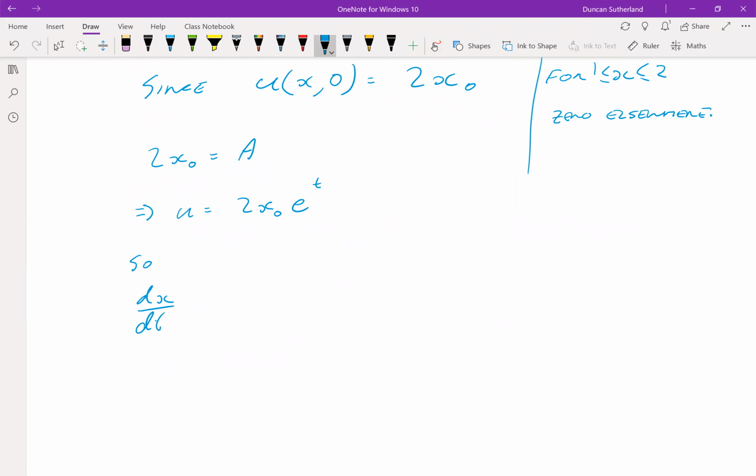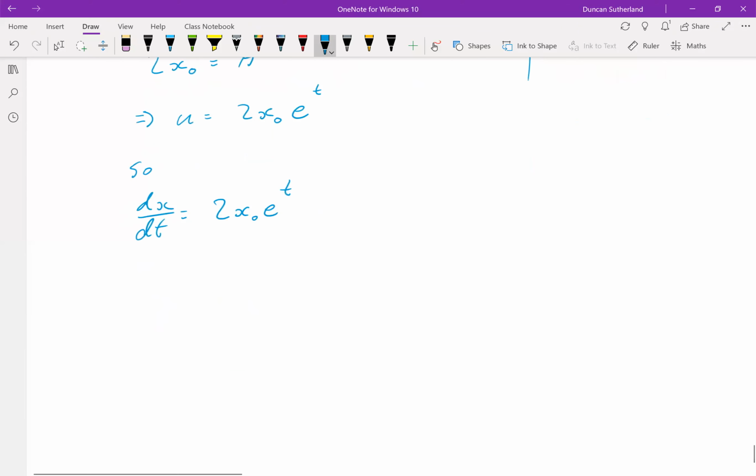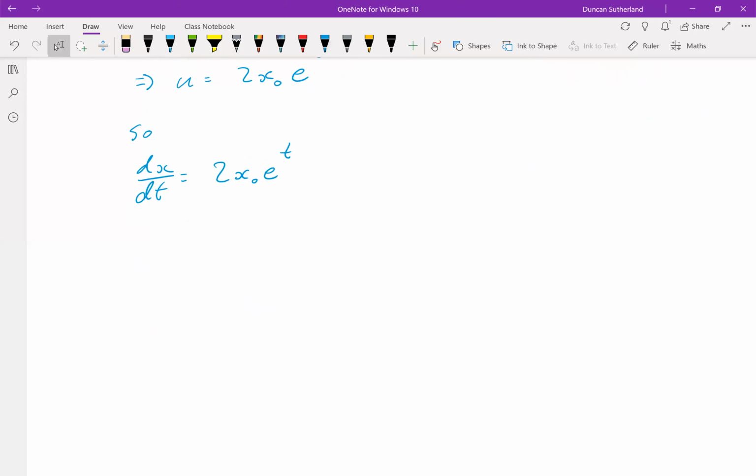So dx/dt equals 2x naught e to the t. All right. Now we can integrate this. It's a directly integrable equation. X naught's a constant. E to the t is e to the t when you integrate it. So we do have to deal with this constant of integration, however. But we can stick our initial condition in again.